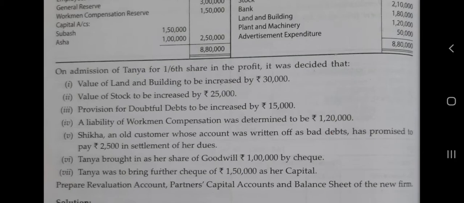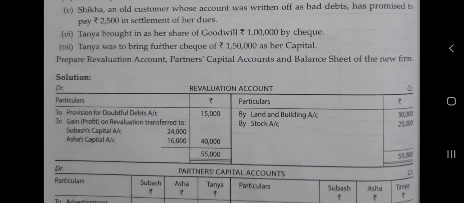If we see the solution in the revaluation account, you can see that land and stock are both increasing, so they are on the credit side, and provision for doubtful debts, being a liability, is increasing, so it is written on the debit side. These were the 3 points related to revaluation. They have been written, and the profit or loss has been calculated. Right now it is a profit, distributed between old partners in the old profit sharing ratio. So this was the revaluation account.